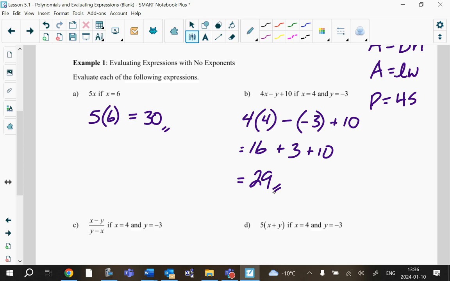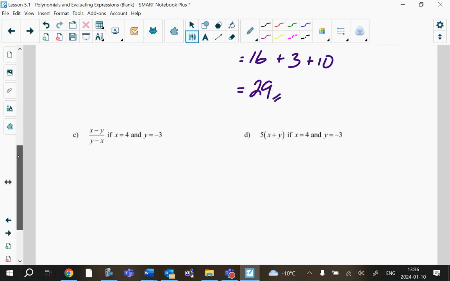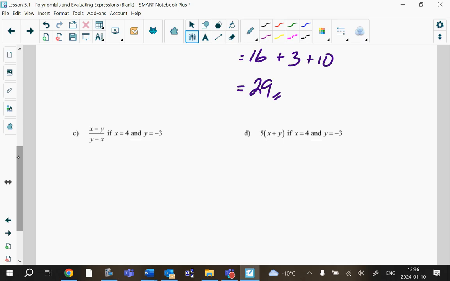This next one, well, again, the first thing I'm going to do is not do any calculating. I'm just going to see, every time I see x, I'm going to replace it with 4 in parentheses. And every time I see y, I'm going to replace it with -3 in parentheses. So on the bottom, I get -3 in parentheses minus 4 in parentheses.